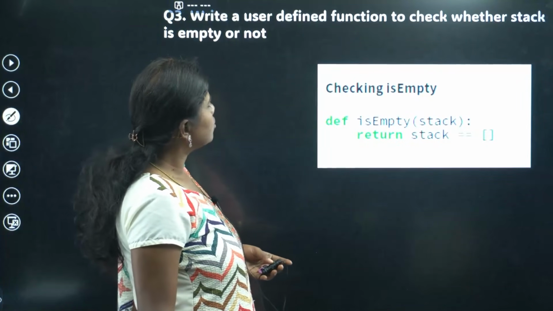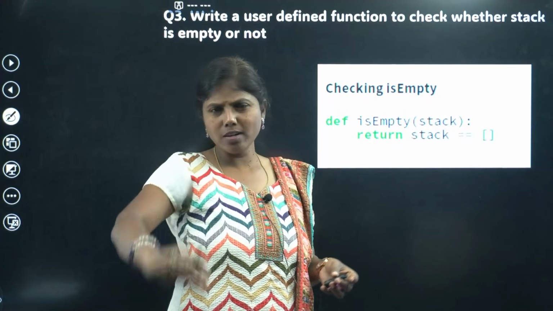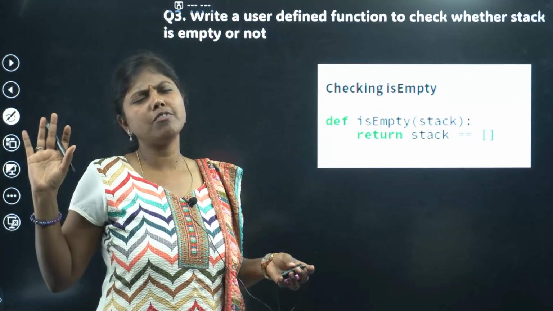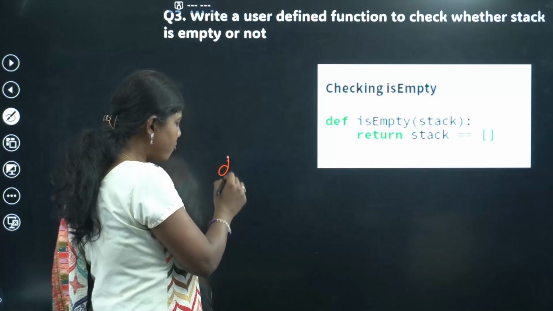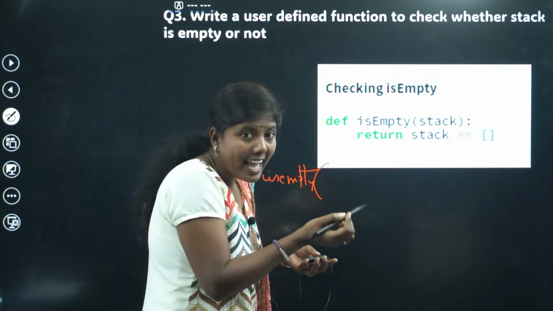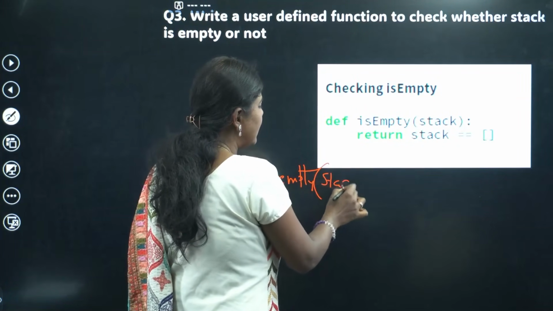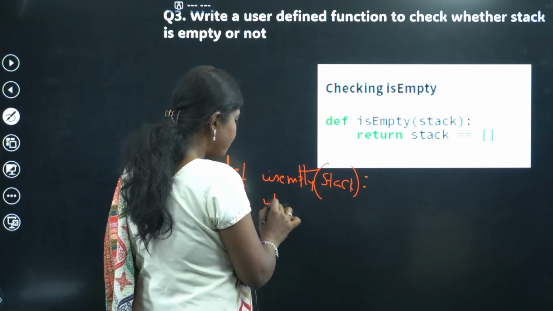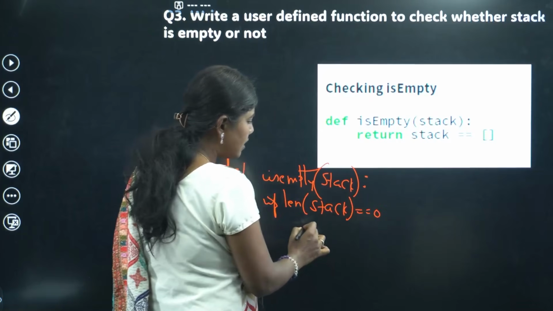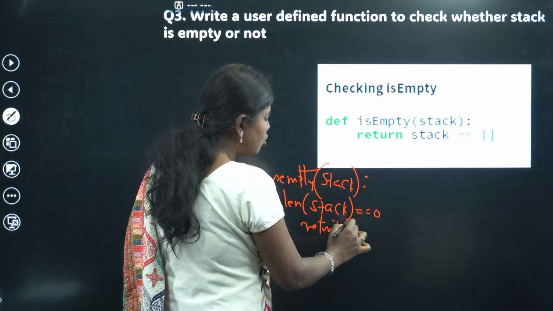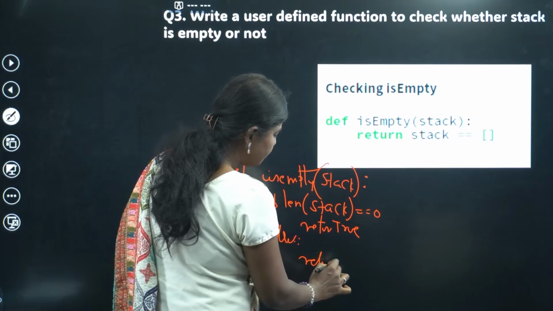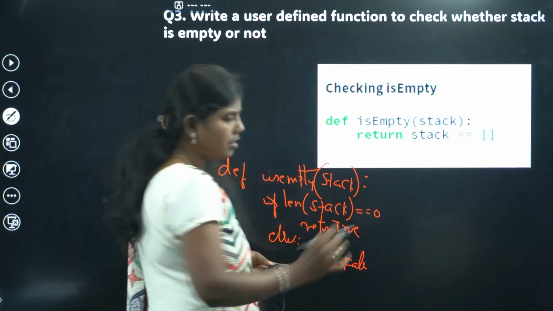Write a user-defined function to check whether a stack is empty or not. I just want to check whether a stack is empty or not, so I need to write a user-defined function. Any user-defined function begins with def. So def is_empty, and I need to take a stack for checking it. Stack is basically a list only. So if len of stack equal to 0, I can state it as return True, else return False. This is very simple if you can follow this.